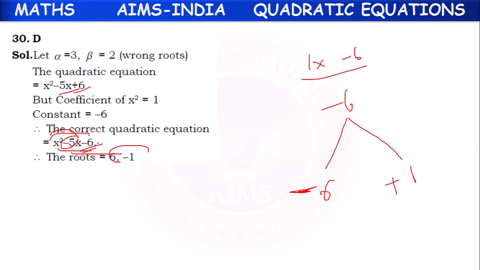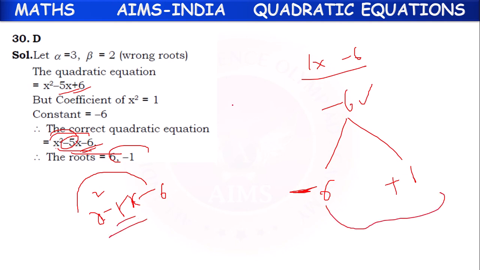So here, children, the correct equation should be x square minus 5x minus 6. Means if we multiply, minus 6 should come. If we add, minus 5 should come. So minus 6 and plus 1 are the factors. So the middle term minus 5x can be divided as minus 6x plus 1x, and the constant minus 6. We can write it like this.